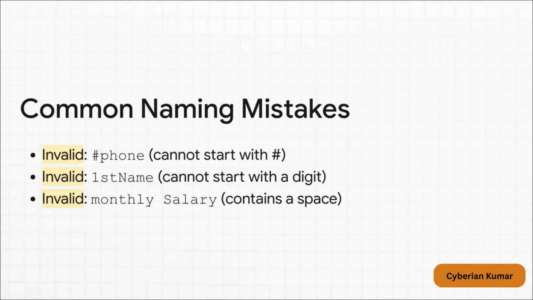And just to be clear, here are a few classic mistakes people make. You can't start a variable name with a number. You can't use weird symbols like a hashtag at the beginning, and you absolutely cannot have spaces in your variable names. Any of these will just give you an error.